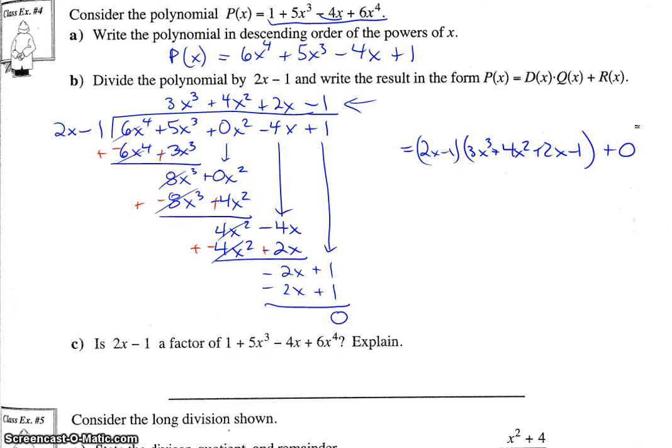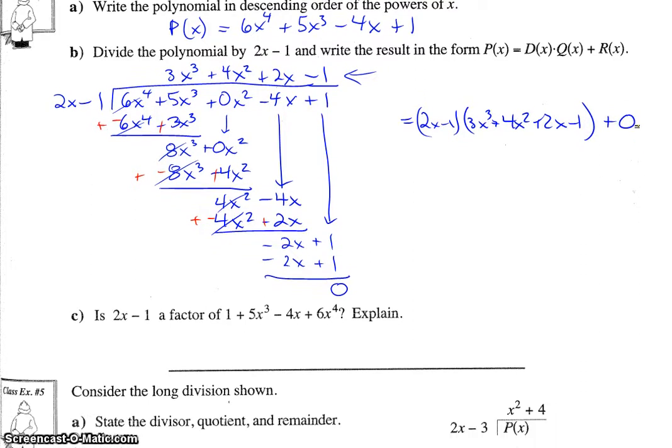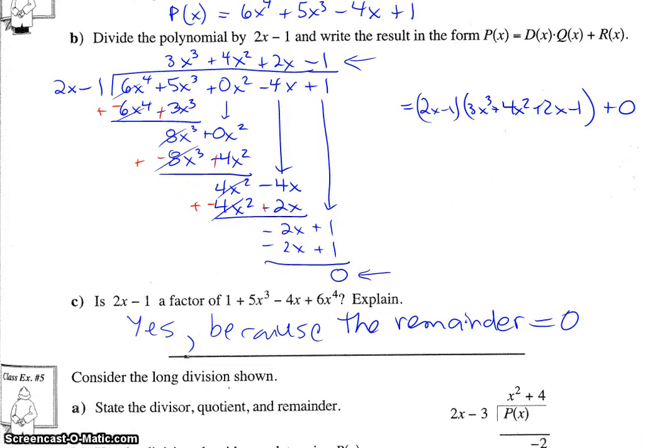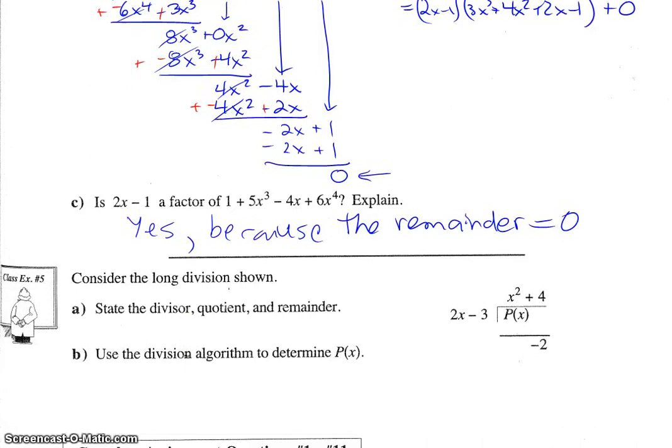Okay, and then part C says, is 2x minus 1 a factor of that polynomial? Well, if something's a factor, that means it goes in nicely. There's no remainder. So because we had a remainder of 0, therefore it's a factor. So you'd say yes, because the remainder, sorry about my messy writing, the remainder equals 0. And there we go. Okay, last one, let's fit it in before the video ends.